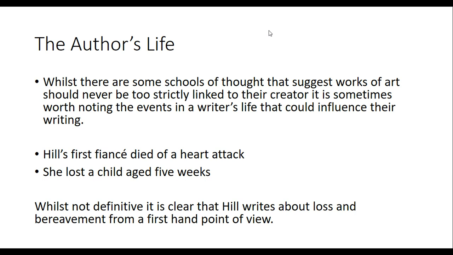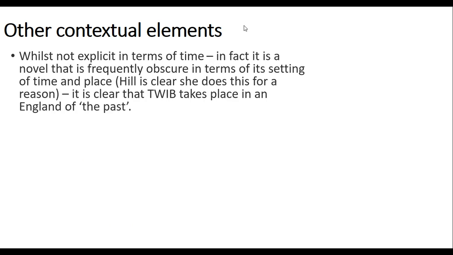And there are two things that stand out to me about Hill's life. Her first fiance died of a heart attack, and she lost a child. And these two personal tragedies, I think, make their way into the novel. It's not definitive that these are specific elements that she's doing, but the idea of loss and bereavement from a first-hand point of view is without a doubt present in the novel. So there are a couple of other contextual elements that are worth looking at.